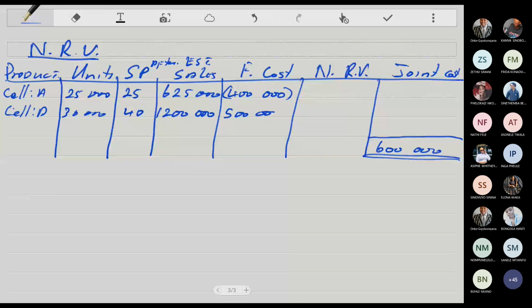It's good to put these figures into brackets, because we are human beings and sometimes we tend to forget what we're doing. Instead of minusing, you may end up adding this value. So please make it a point that you indicate that, okay, this is negative. So then it's going to be 625,000 minus 400,000. Then what will be your net realizable value for product sell A?